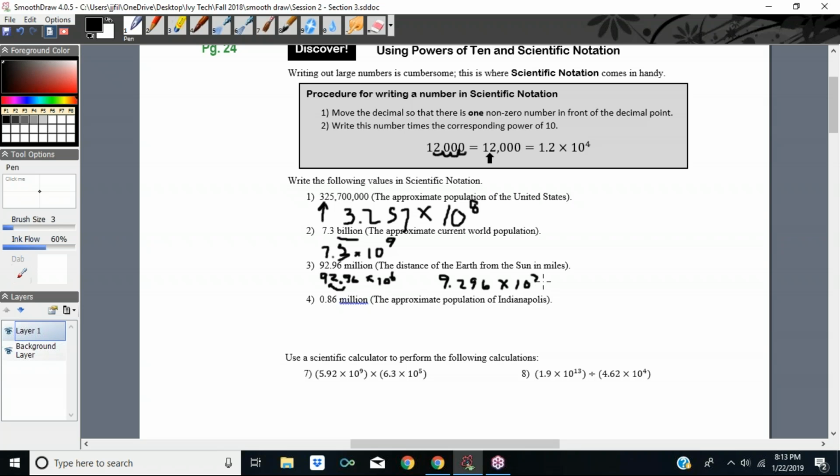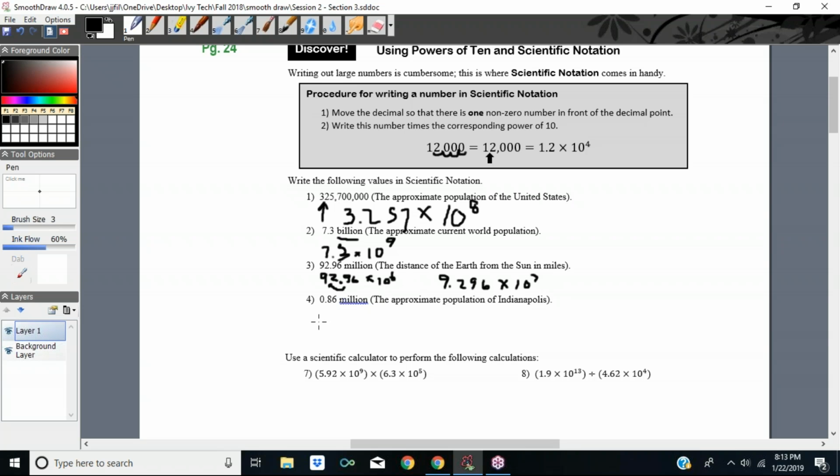So note, just because it has million in the word part of that number, that doesn't mean that our final answer is going to be 10 to the 6th. So we put it as 10 to the 6th and then change the decimal 1 place to the left to make only one non-zero digit be to the left of the decimal.